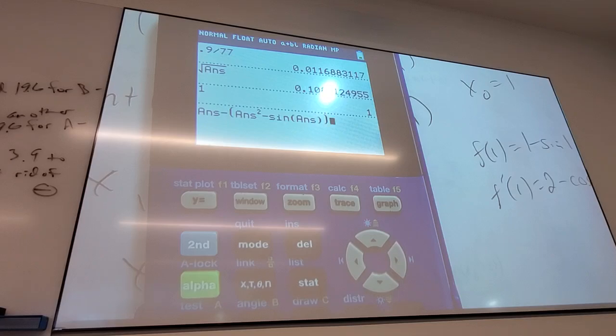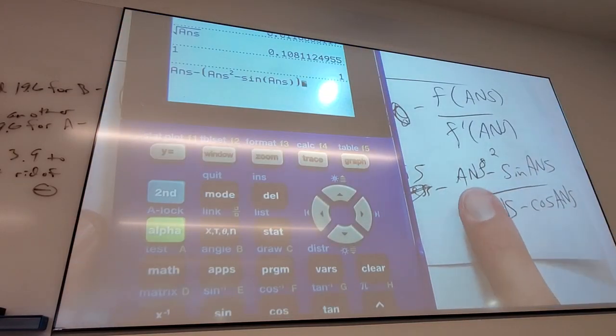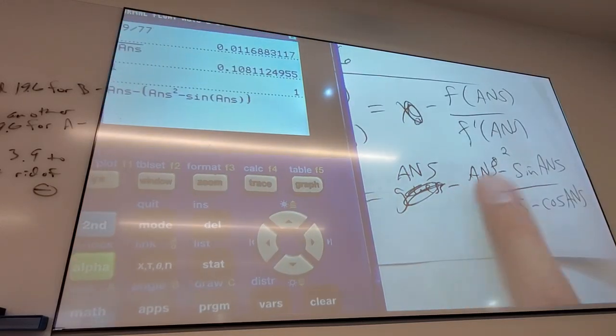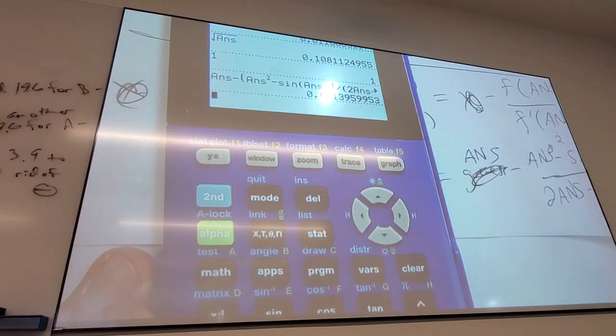Let me stop for a minute. So I've just put answer minus answer squared minus sine answer. I put that on the top, divided by parenthesis 2 answer minus cosine answer. So when it does that, when I hit enter, it's going to use 1 for answer, correct? And then there's going to be a new number on the screen. Did I plug this in right?